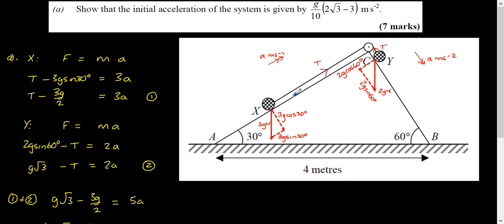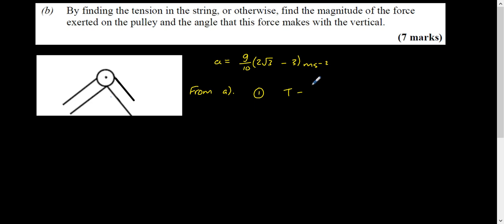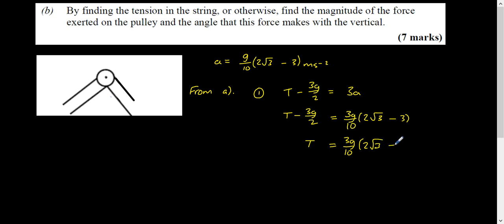Now, equation 1 said t minus 3g over 2 equals 3a. And if I go ahead and substitute, 3a is 3g over 10 multiplied by 2 root 3 minus 3. So therefore t is going to be 3g over 10 multiplied by 2 root 3 minus 3, plus 3g over 2. Now I'm just going to work out what t actually is.